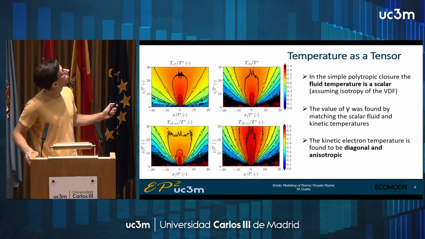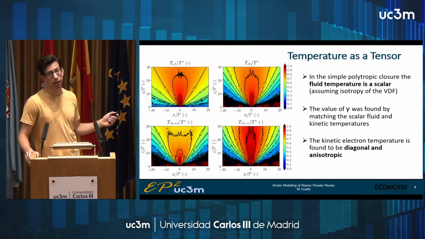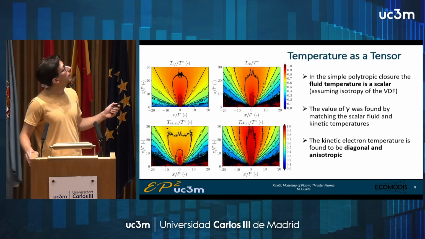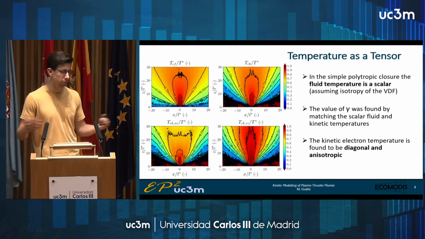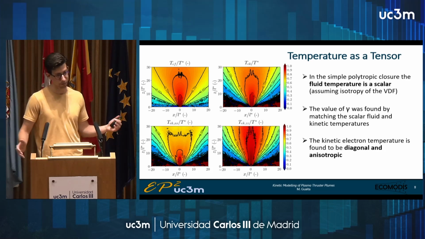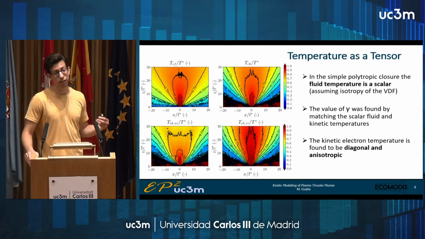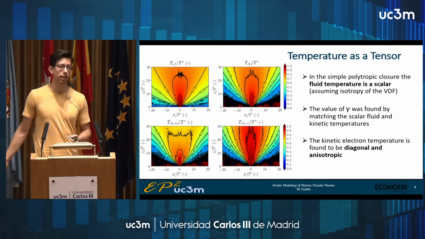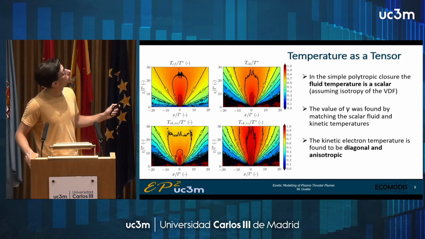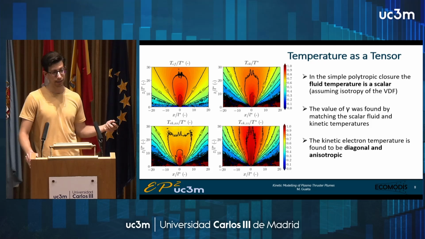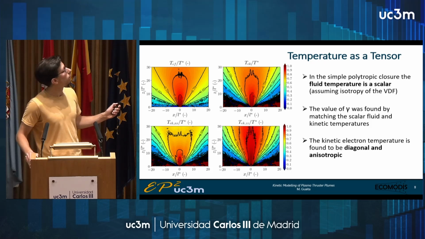So here we have at the top left-hand side the fluid electron temperature inside of the plume. In the polytropic and fluid approach, the fluid temperature is a scalar. In reality, in the more general sense, we know that temperature should be a tensor. So the kinetic electrons are capable of giving us all of the components of the temperature tensor. What we were matching before was the scalar fluid temperature with the average of the diagonal components of the kinetic electron temperature. And these two match quite well.